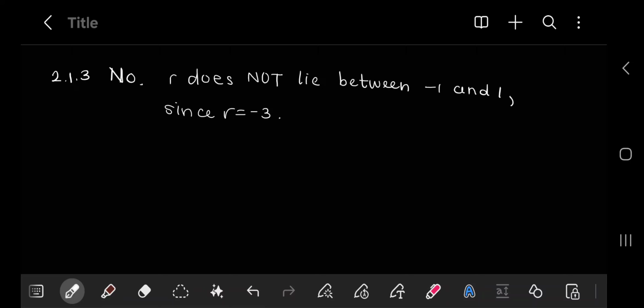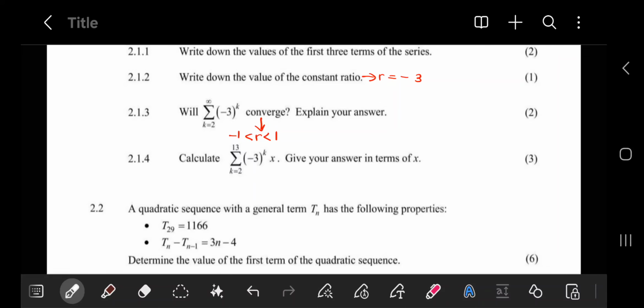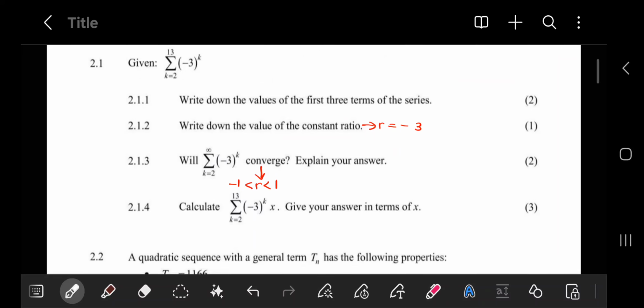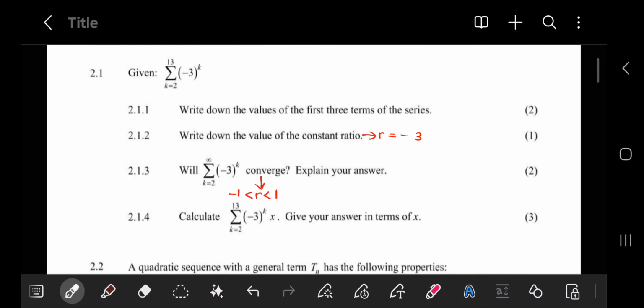Okay, let's go on. Then we have 2.1.4, and if you notice what they've done here now is that they've given you this same sigma sum from before, but now they have multiplied it by x. Okay, so they've got that being multiplied by x, and they ask you to calculate. Now generally, if you have a sigma question, a sigma sum, and they ask you to calculate, you usually get a value as your answer.